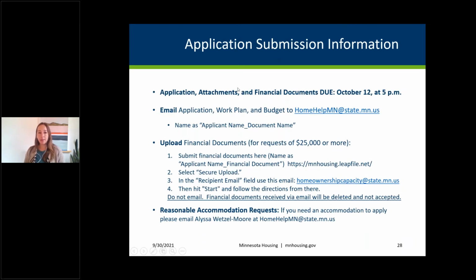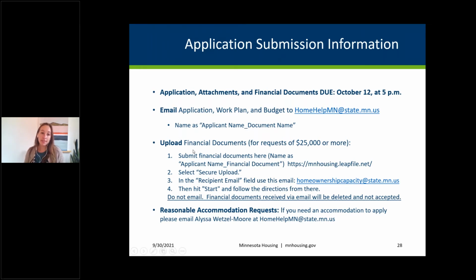The application attachments and financial documents are due October 12th at 5 p.m. Submit all of them to homehelpmn@state.mn.us and make sure you save each of these documents with the name of the organization and the name of the document. We'll be working to keep these as organized as we can, but if we don't have the name, it's possible we could lose track, and then that would be unfortunate.